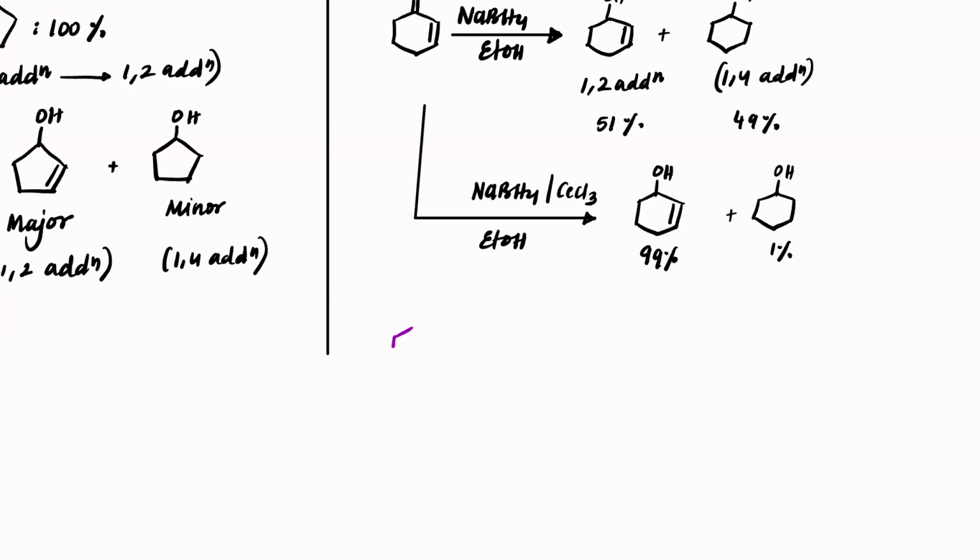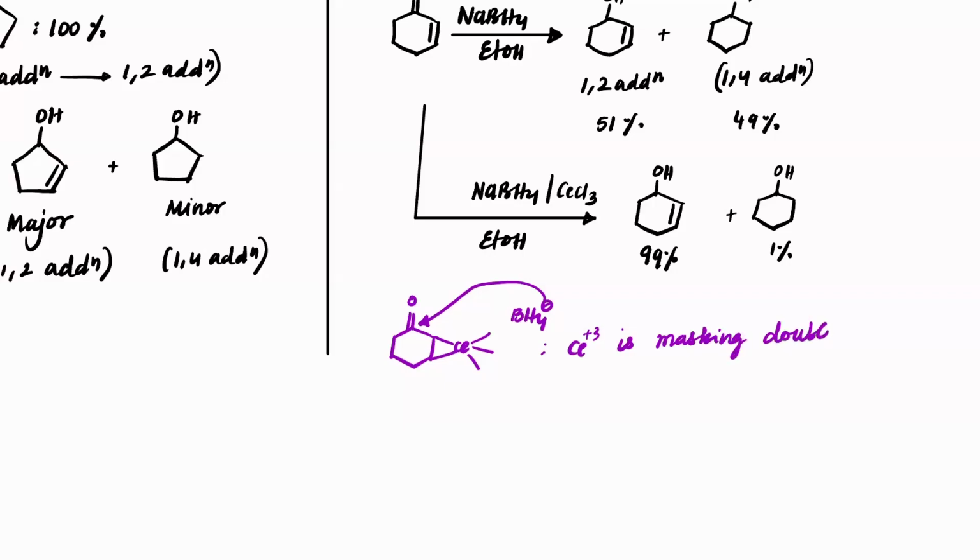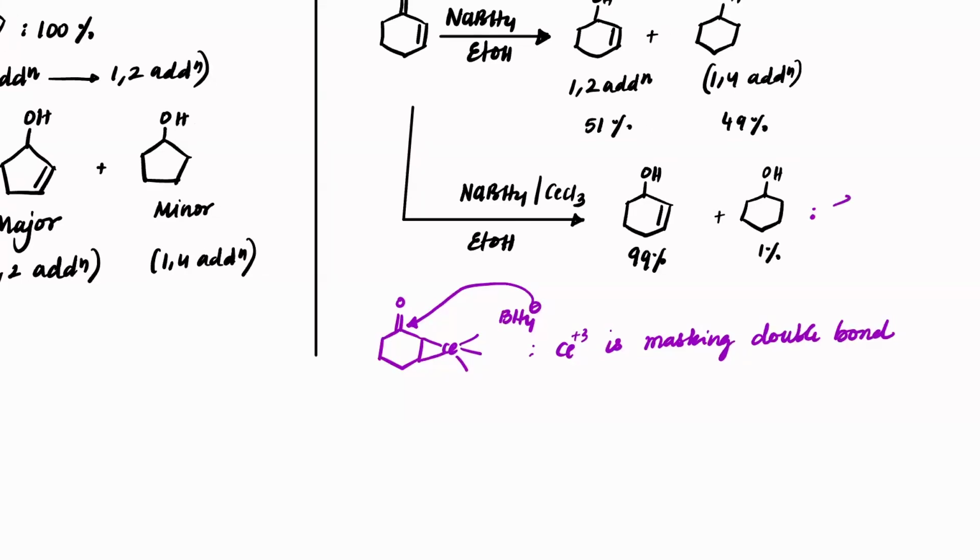Reason could be that cerium will try to mask the double bond here, and then BH4 minus will only focus on reducing this 1,2 position. So here cerium plus 3 is masking the double bond. Okay, so this is called as Luche reduction.